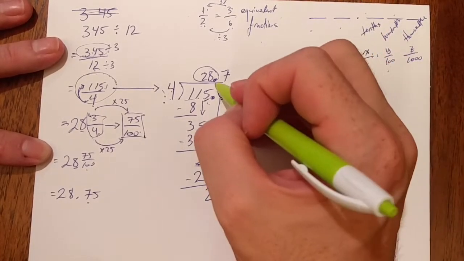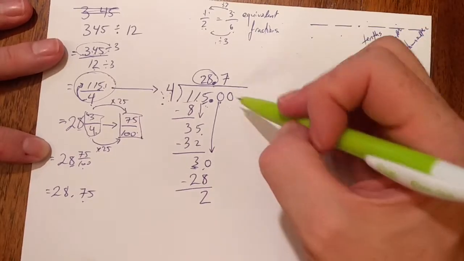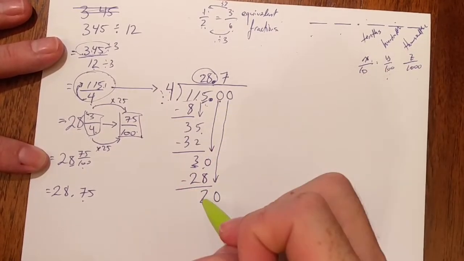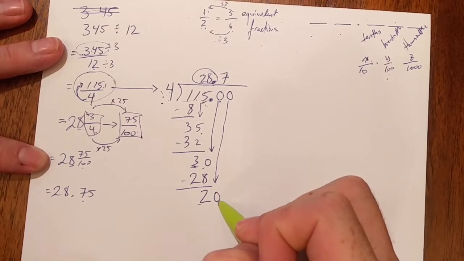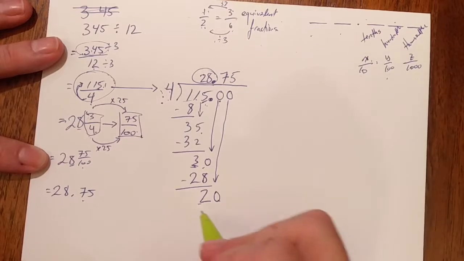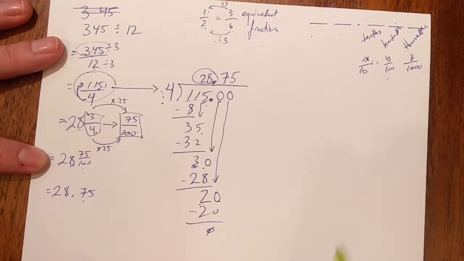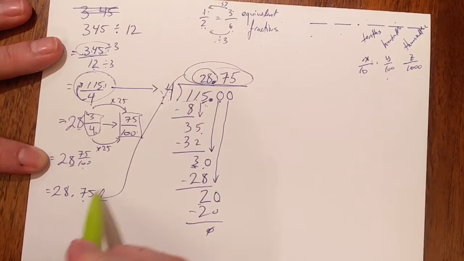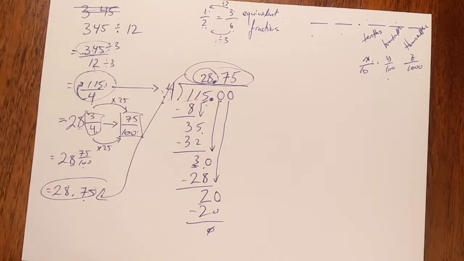Now that I'm done with my tenths, I continue on. I move into my hundredths. I bring my 0 down, and my 2 tenths are now 20 hundredths. How many 4s go into 20 hundredths? Well, 5 do, which is the same as 20, nothing left over. And as you can see, you have 28.75, which is the same as 28.75. And that works for any number at all.